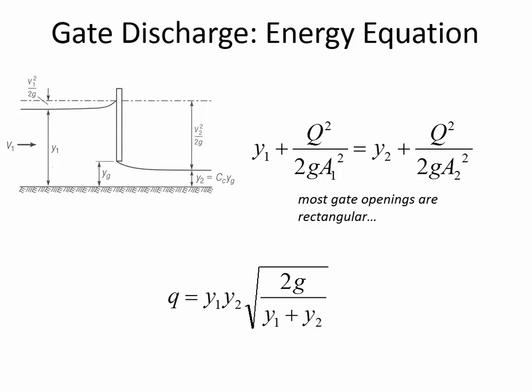Because most of the gate openings are rectangular, we can simplify the expression to the flow per unit width, lowercase q, as is shown there. And there is energy loss as water goes through the gate, and one way that that energy loss is observable is with the contraction, that the water depth continues to get lower downstream before it gradually will begin increasing again. And here you can see that coefficient of contraction times the gate height is where you get the gate opening Y sub g.